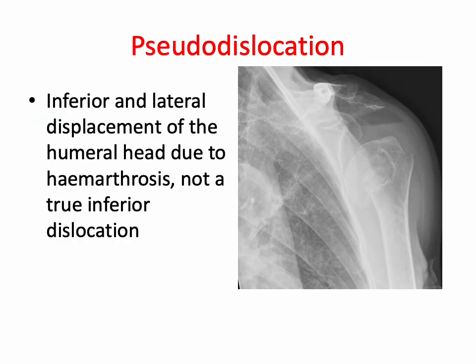Something to not get tricked by is a pseudodislocation or pseudo-subluxation, which is where there is inferior and lateral displacement of the humeral head, either due to a large shoulder effusion or a hemarthrosis. It's not a true inferior dislocation. So here we've got a comminuted fracture of the proximal humerus, and we've got this soft tissue density sitting here. We've got a fluid level, which suggests that this is a lipohemarthrosis with the less dense fat sitting on top of blood, and that humeral head is pseudo dislocated or inferiorly displaced compared to the glenoid, but not truly dislocated.